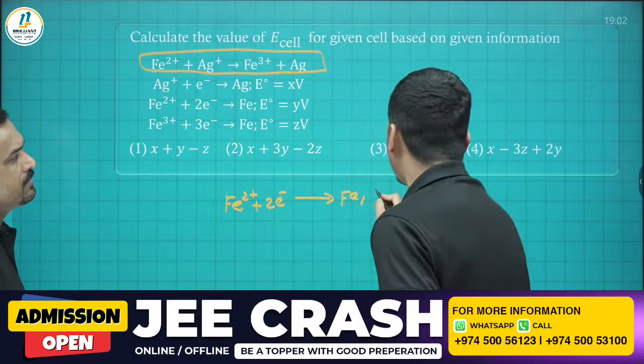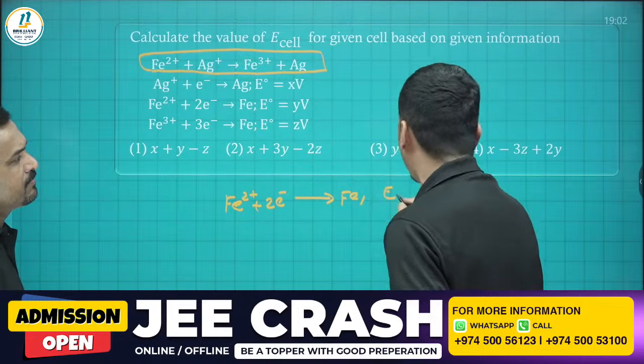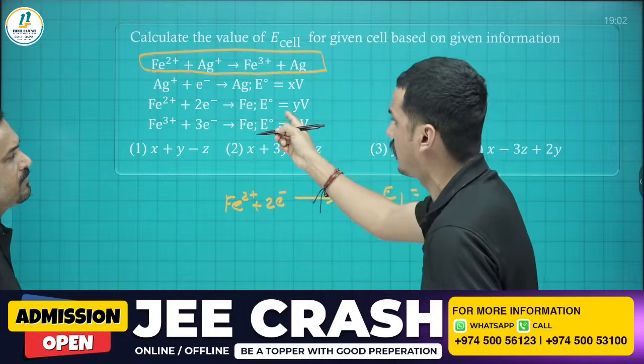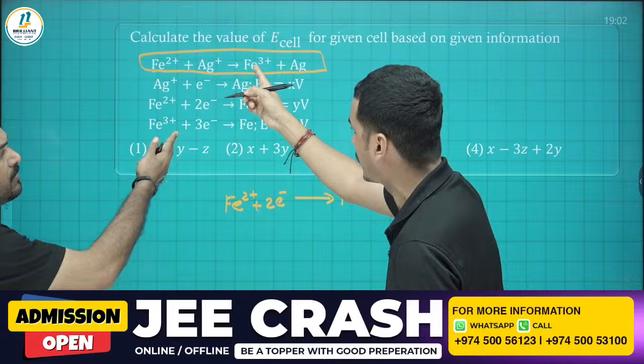That I am taking is equal to that. I will take it as E1. Okay, E1 equal to Y I am taking. Okay, fine. Next I need what? Fe3 plus on the right hand side.